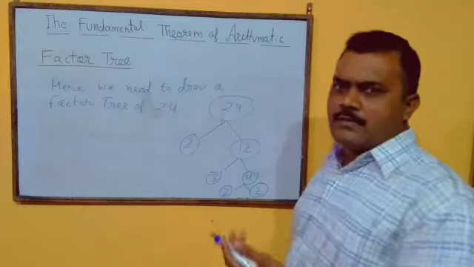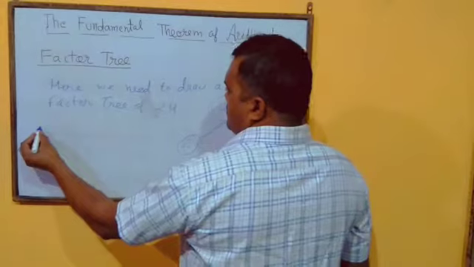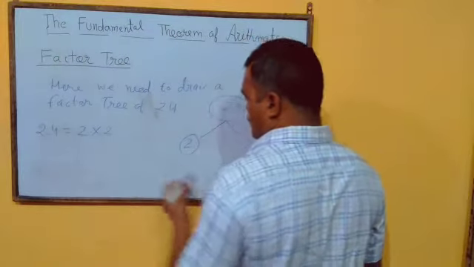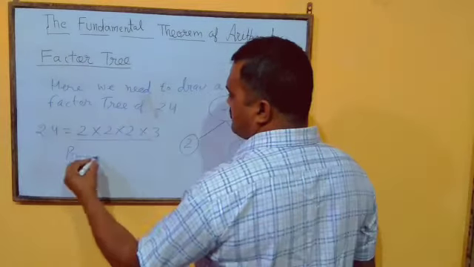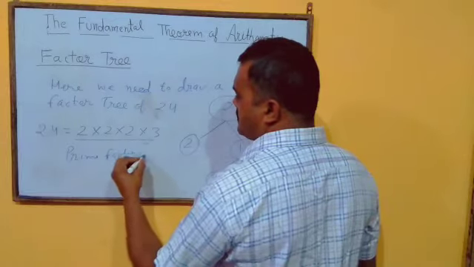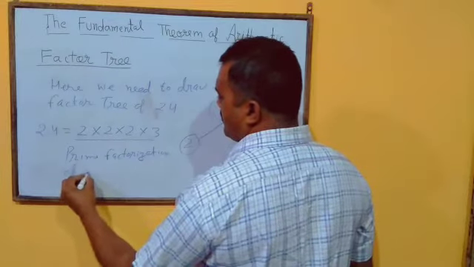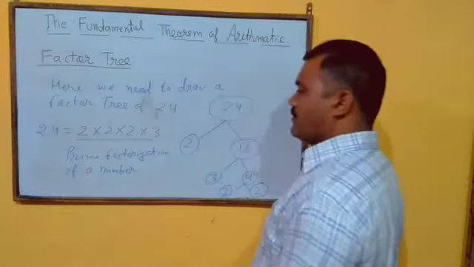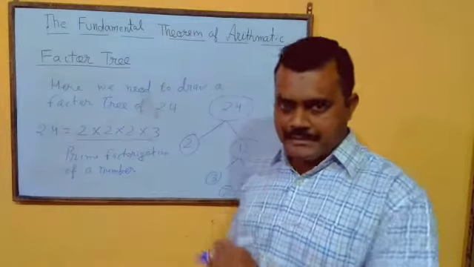This you can do by another method also, which you were doing in the previous classes. 24 is equal to 2 into 2 into 2 and 3. This is the prime factorization of a number. Here our number is 24. So these are the prime factors and the product is the prime factorization. I think it is clear.